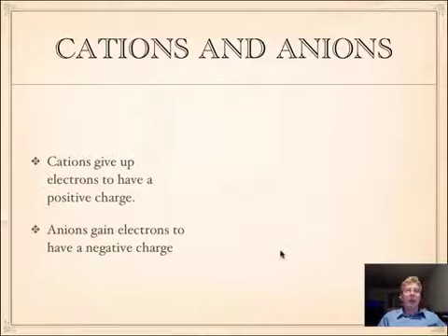The last part that we need to describe in this here is cations and anions. And cations and anions are the names given for the ions formed when we give up or gain electrons. So cations give up electrons to have a positive charge, and anions gain electrons to have a negative charge. One way that you can remember this is that a cat always lands on its paws. So cations are positive. And anions, you just have to remember as having a negative charge.